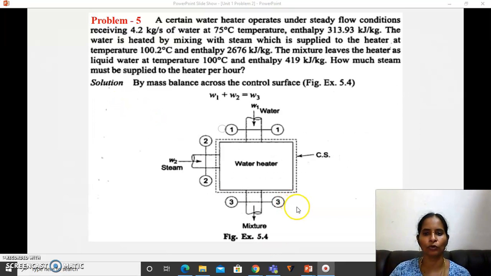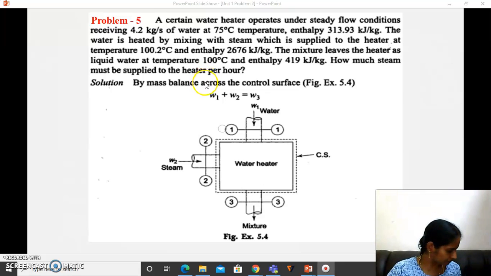So let me move to the next problem. All the problems here are under the topic of applications of the first law of thermodynamics. A certain water heater operates under steady flow conditions, receiving 4.2 kilograms per second of water at the given temperature. Enthalpies have been given, and it is heated by mixing it with steam which is supplied to the heater at the given temperature and enthalpy.